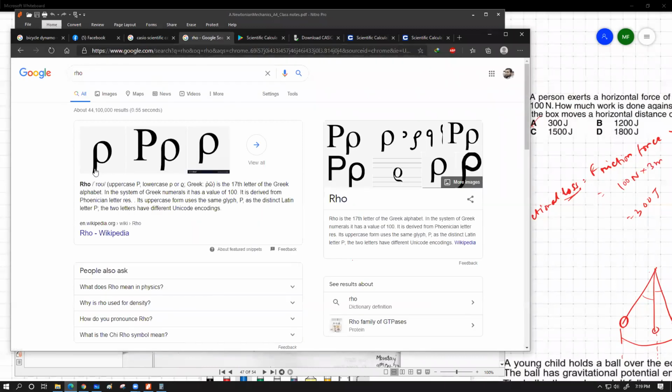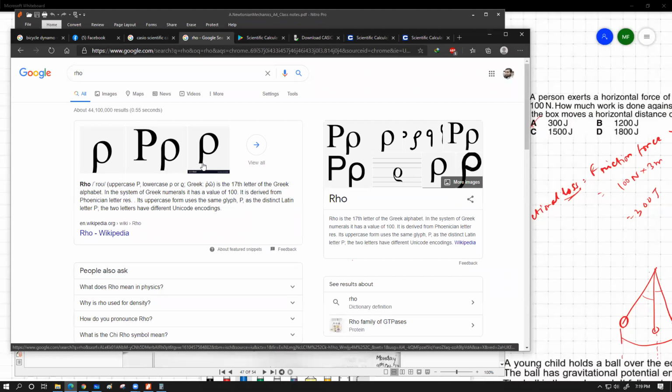The rho looks like this. This is the small rho, so it's a one stroke P. It starts from the bottom and goes up, or you can write it like an S. So that's the type form. Sometimes handwritten rho can look like this with a little bit of curve at the bottom, or this kind of version is also possible with a little bit of curve at the bottom.